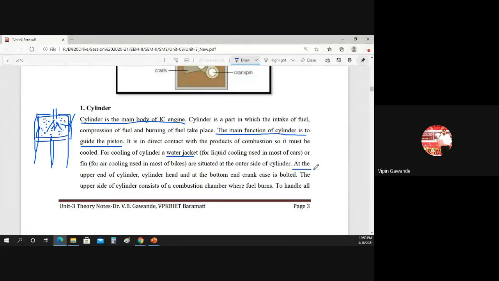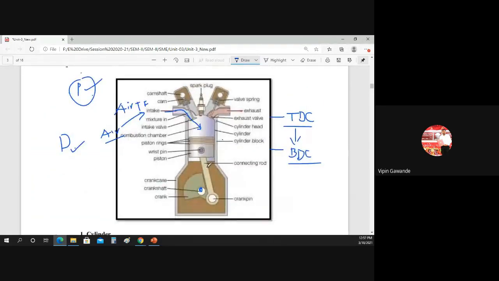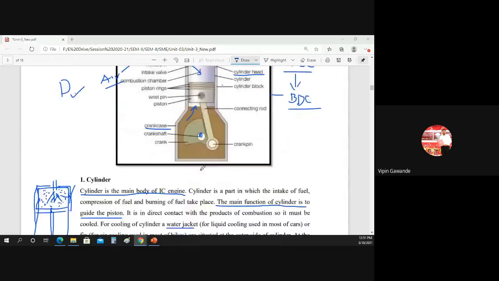Now at the upper end of the cylinder, what do we have? We have the cylinder head. And at the bottom end, the crankcase is bolted. This is the cylinder, we have the crankcase here at the bottom, and on the top we have the cylinder head. So the cylinder head is mounted on the top, that is on the cylinder, and on the bottom side we have the crankcase. Okay, so that is mentioned here.